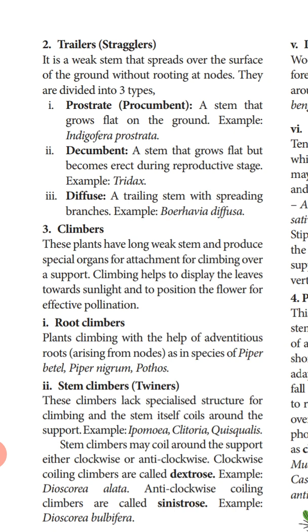The first one is the root climbers. Here plants climb with the help of adventitious roots, as in species of creeper betel. Here you can see some plants climbing with the help of roots. The roots arise from the nodes. These roots are called adventitious roots. With the help of these adventitious roots, these weak plants climb on the host plant, then they are called root climbers. An example for that is Piper betle, or Piper nigrum, that is the pepper plant, you can see here.